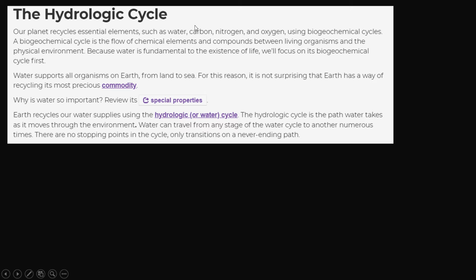Other things are also cycled: carbon, nitrogen, and oxygen. All of these things are used in one place, then used in another place, another place, and eventually it makes its way back to the beginning again. So these kinds of cycles are called biogeochemical cycles.